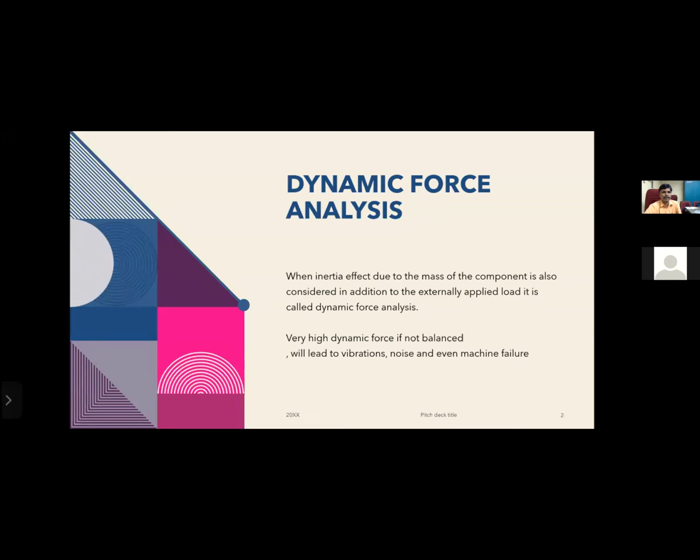Before getting into the topic, let us see first what is dynamic force analysis. When inertia effect due to the mass of the component is also considered in addition to the externally applied load, it is called the dynamic force analysis. If we consider only externally applied load, it is called the static force analysis. If the dynamic forces are not balanced, this will lead to vibrations, noise, and even machine failure.